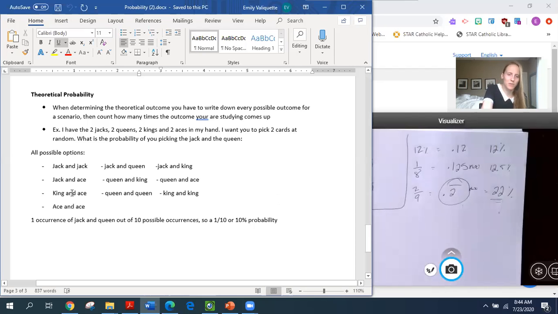And so all I do is I list out all the possible options. You could have 2 jacks or a jack and an ace, or a king and an ace, or an ace and an ace, or whatever. List all the possible options that you could pick if you're picking 2 cards at once. And then there's one occurrence of the jack with the queen, which is what I was looking for. There are 10 possible occurrences. So your answer would be 1 in 10, or 10% probability.